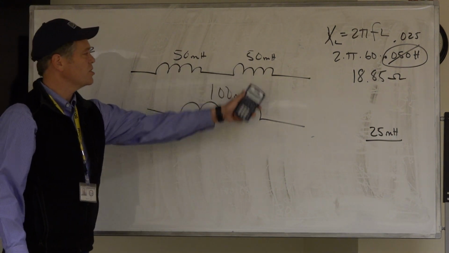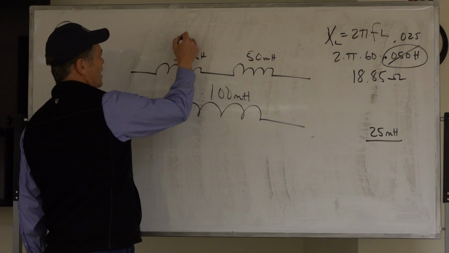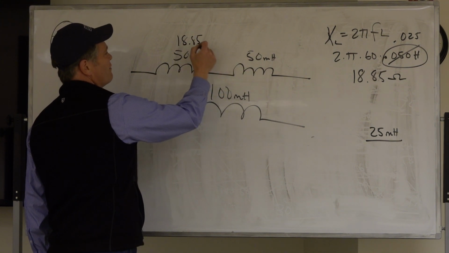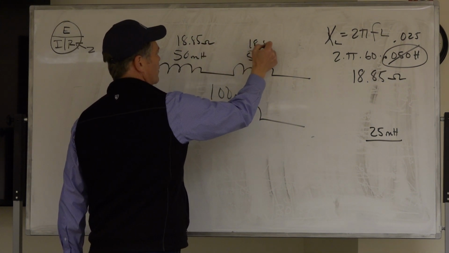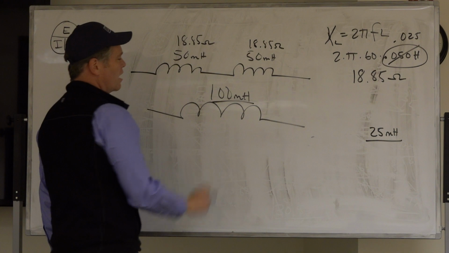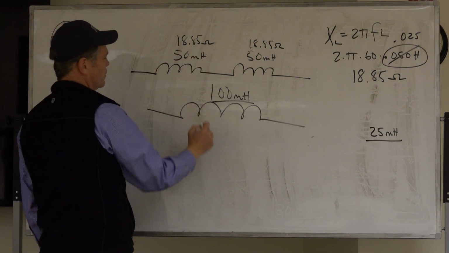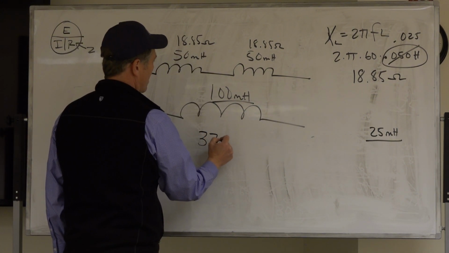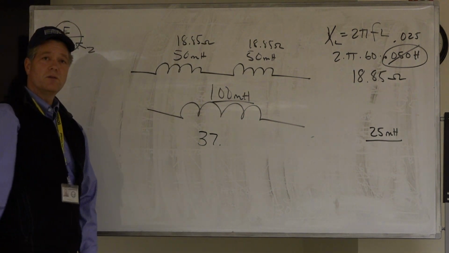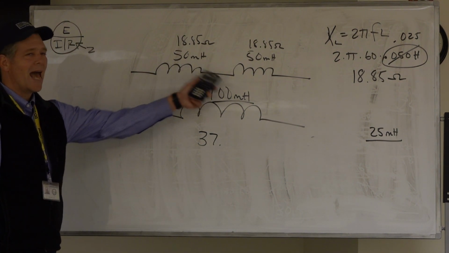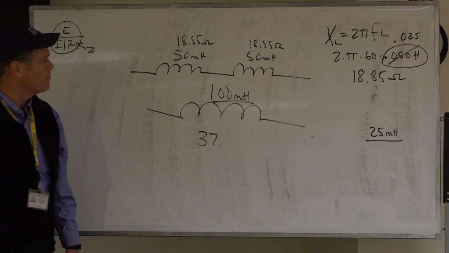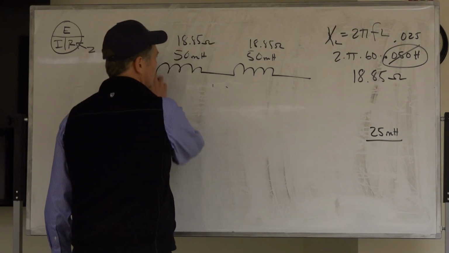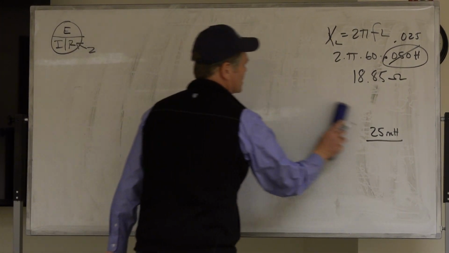If I solve each of these guys, and I think we already did, for 18.85 ohms, 18.85 ohms, if I solve for 100 millihenries, I'm probably going to get 37 point whatever that comes out to ohms, because you add them up. Just like resistors, you add them up. Capacitors are the exact opposite.